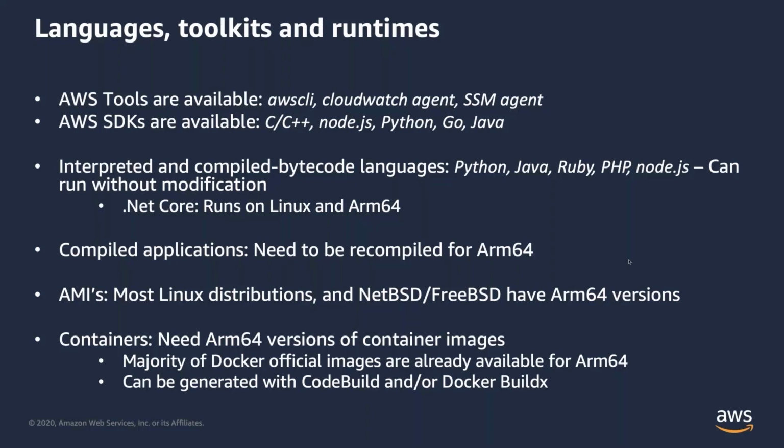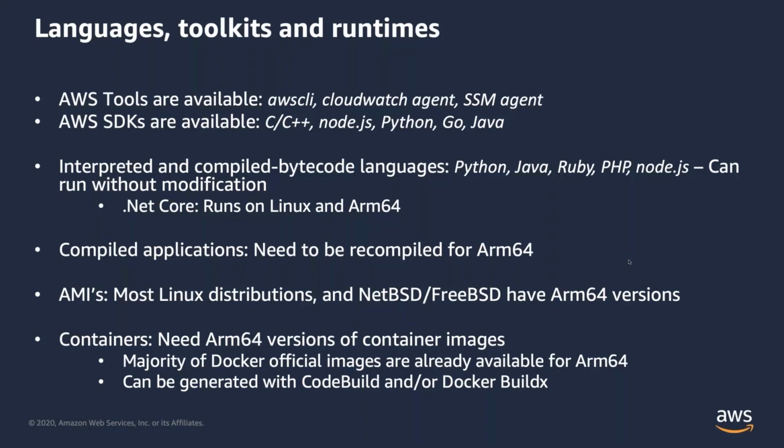Let's look at the operating system images that you can use on our Graviton2 based instances. We have AMIs, Amazon Machine Images, for most Linux distributions, such as Amazon Linux 2 or Ubuntu, available for our ARM-based instances. And you can also run NetBSD or FreeBSD.